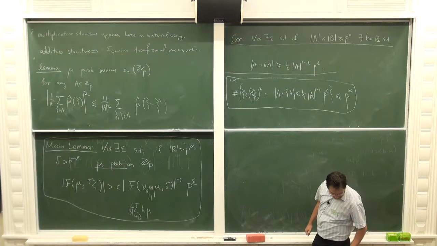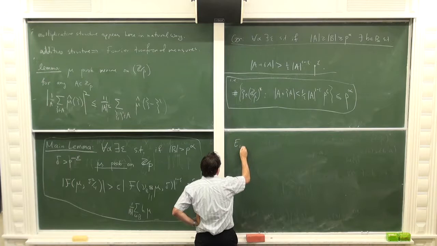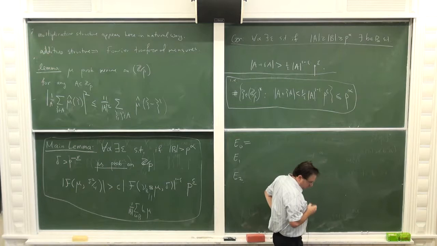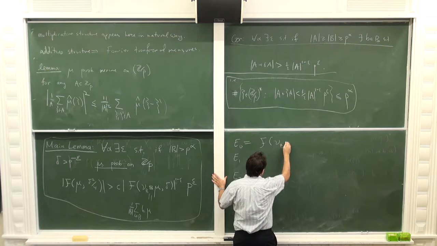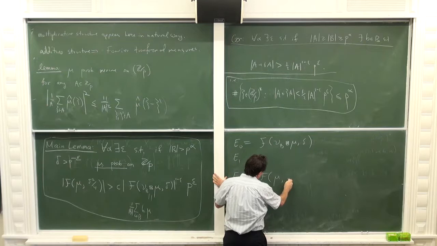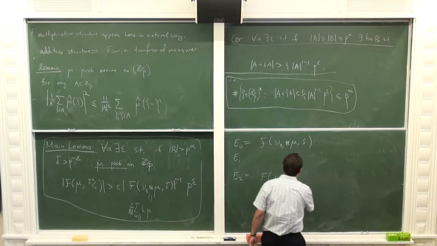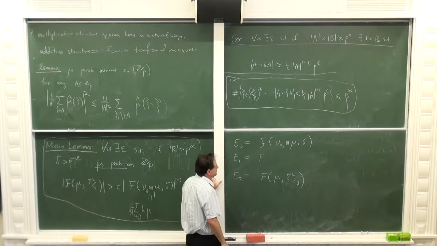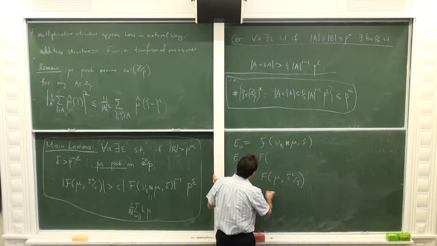So, I guess now, to prove this main lemma, let me consider three different sets, E0, E1, E2. E0 is a set of big Fourier coefficients for the convolved measure. E2 is a set of Fourier coefficients which are big in a slightly weaker sense. And E1 is some kind of intermediate between them, which would help me negotiate some good agreement between these two sets of Fourier coefficients. It sort of has the quality of approximation of the second one, but the measure of the first one.